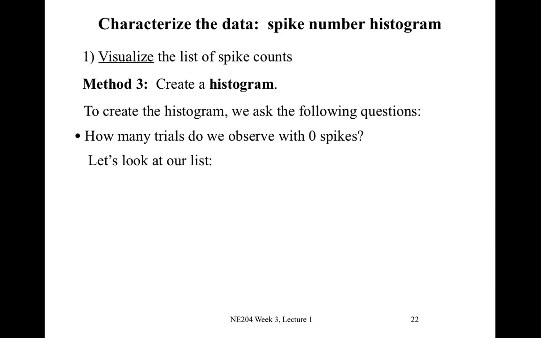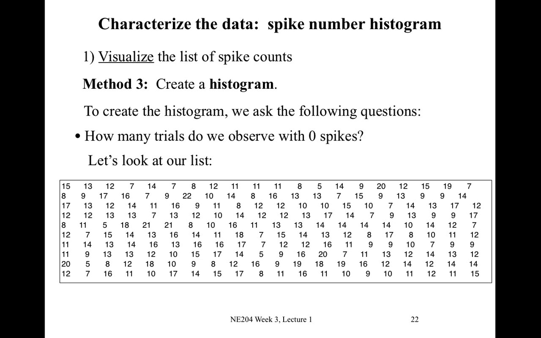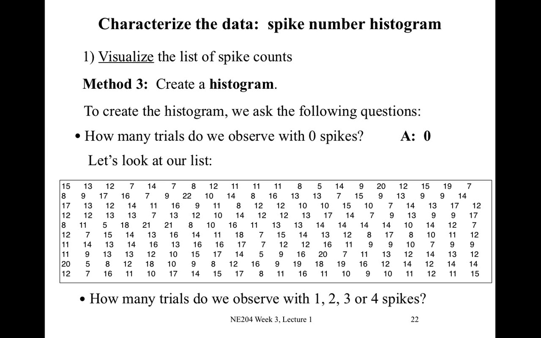And to answer that question, we can look at our list of spike count data. So here's the list of spike counts. We have the number of spikes in the first trial, the second trial, the third trial, all the way up to the kth trial at the end. And we look at this list and we ask the question, how many trials do we observe with 0 spikes? And the answer in this case is none. We find no zeros in this list. Of the 200 trials that we observed, none of them produced 0 spikes.